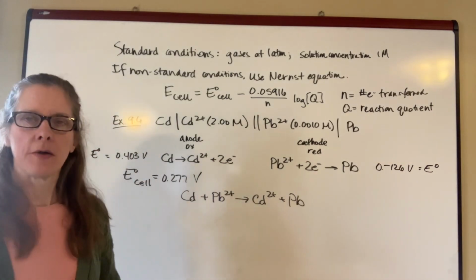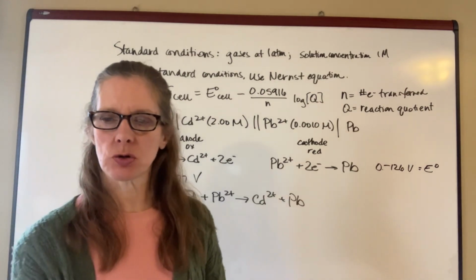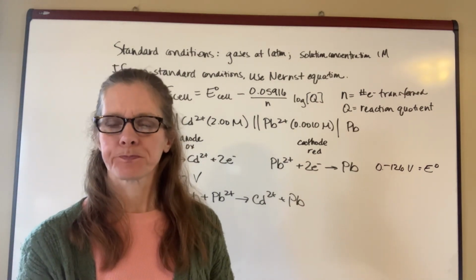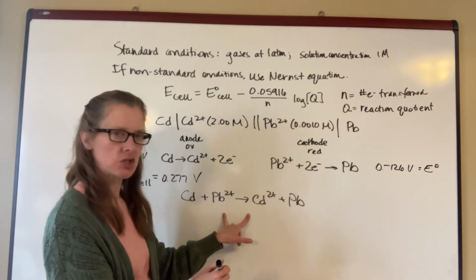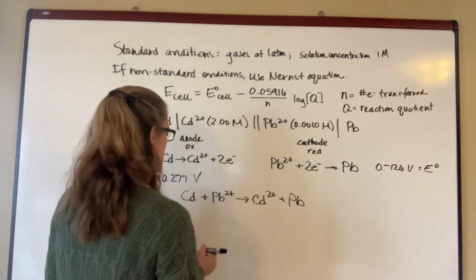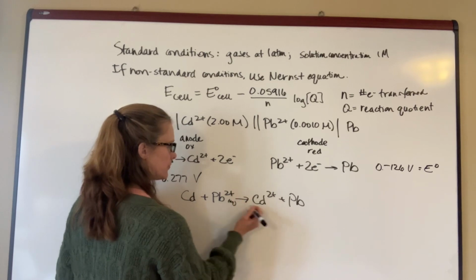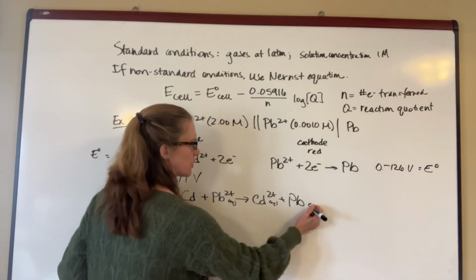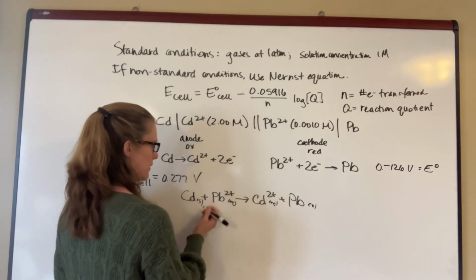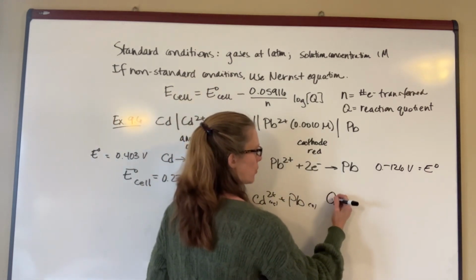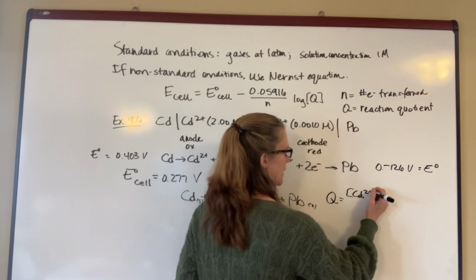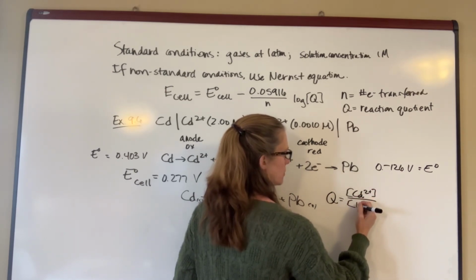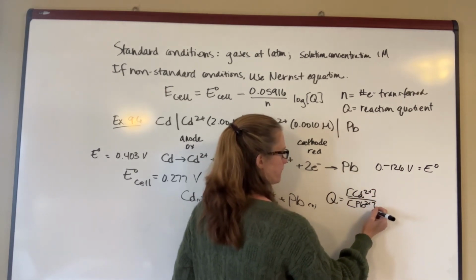Okay. Now, if you recall, when we write reaction quotients, I am going to use the concentrations. I don't put in solids. Okay, so we knew that this was aqueous, this was solid, and this was solid. So therefore, the reaction quotient is going to be the concentration of the cadmium over the concentration of the lead.